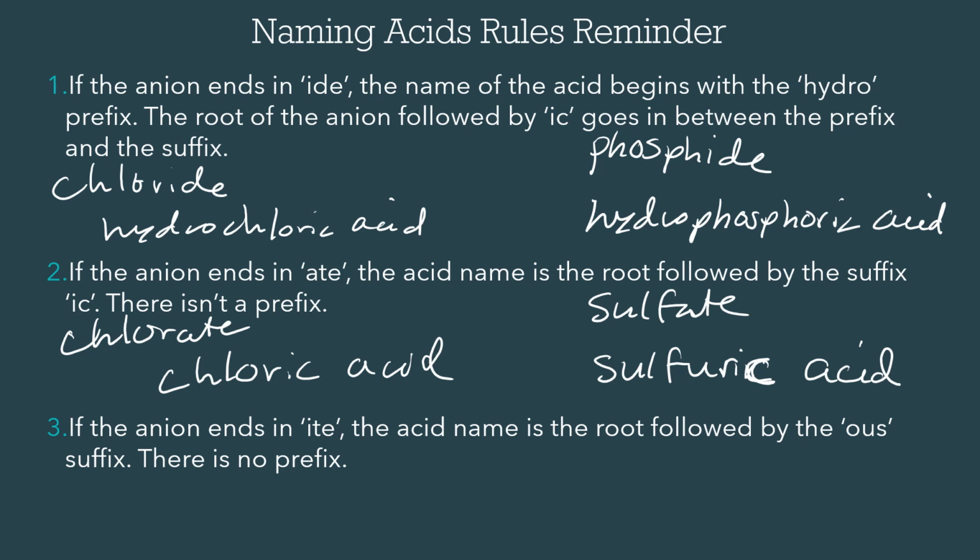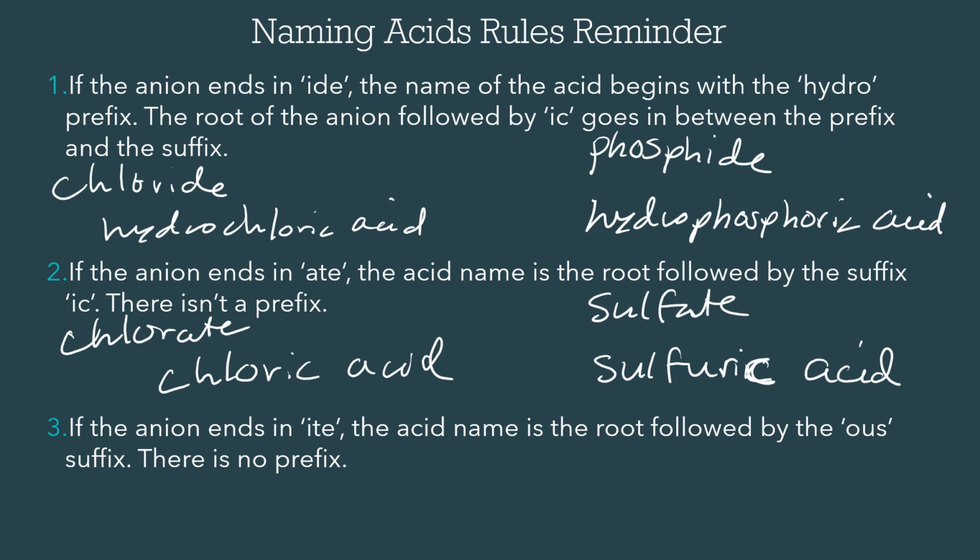If the anion ends in "ite", like chlorite, hypochlorite, sulfite, phosphite, etc., it becomes "ous acid" at the end. There's no prefix. So let's do one.